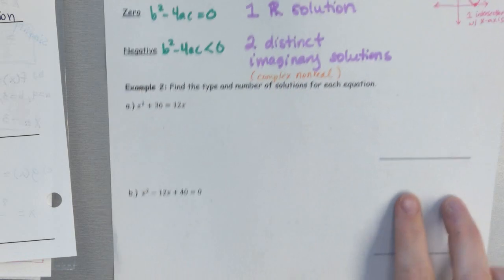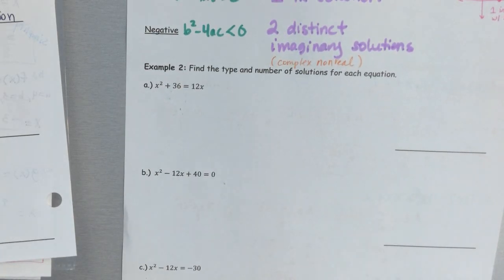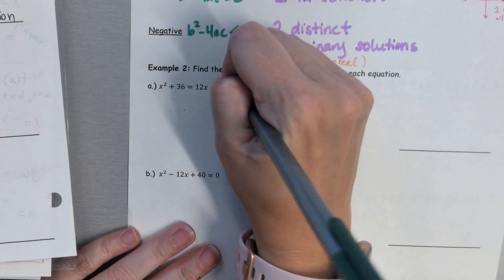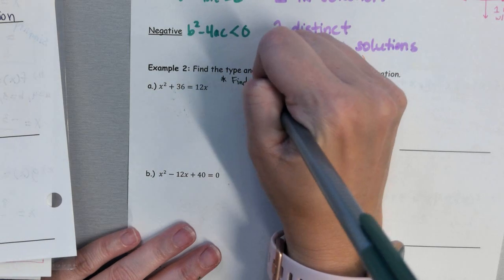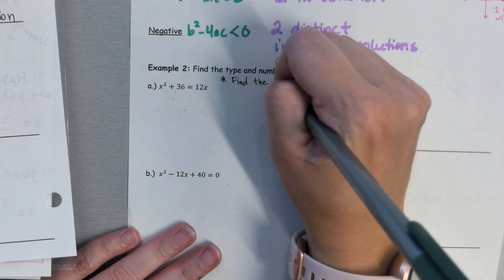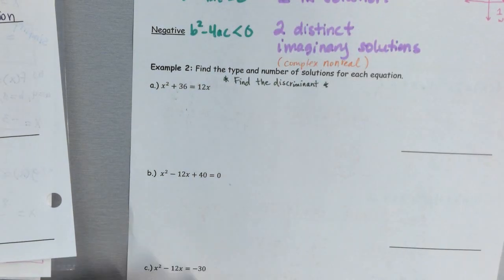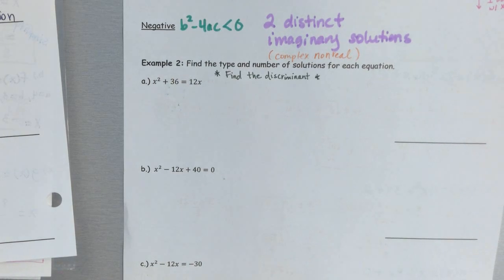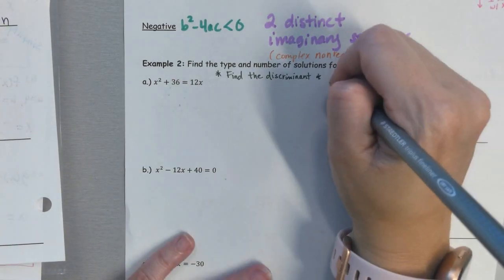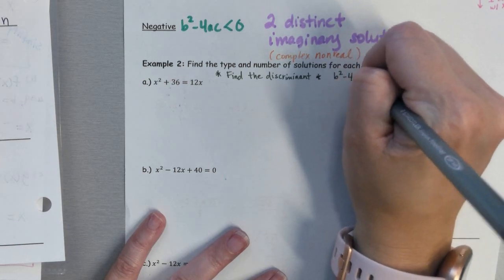Okay. So for example 2, it says find the type and number of solutions for each equation. And that's exactly what the directions are going to say when you are doing your homework. But in order to find the type and number of solutions for each equation, we are going to find the discriminant. And that is something that you'll have to do on your next test. So make sure that you are finding the discriminant and identifying that value. So finding the discriminant just means that you are using the b squared minus 4ac.